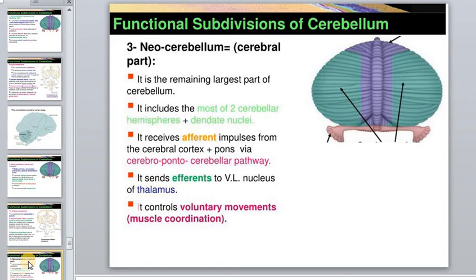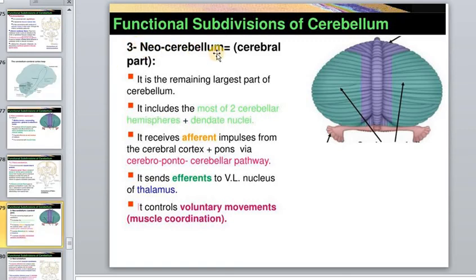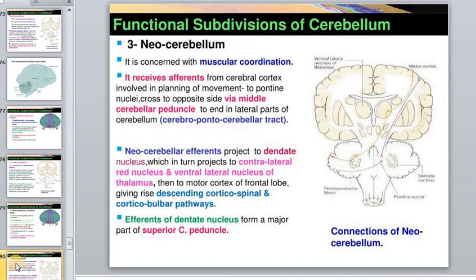And one more part of the cerebellum, the neocerebellum, or cerebral part. It is the remaining and largest part of the cerebellum, the newest one. It includes most of the two cerebellar hemispheres and the dentate nuclei. It receives afferent impulses from the cerebral cortex and pons via the cerebro-ponto-cerebellar pathways, and it sends efferents to the nuclei of the thalamus. It controls voluntary movements, especially in humans, and muscle coordination, some reflexes. In general it is muscular coordination.